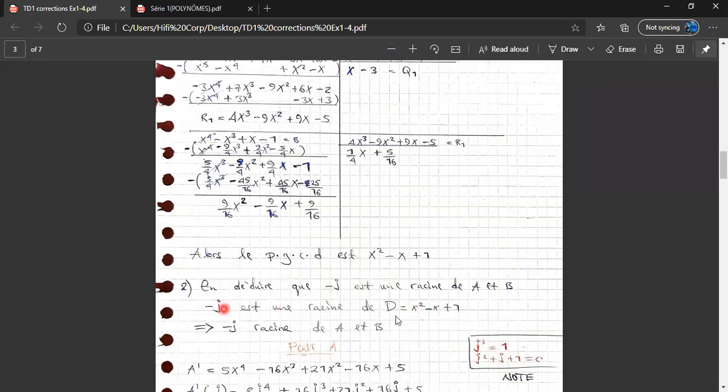Donc j est une racine de D. So see, if j is a racine of this, then negative j is a racine de A et B, because this goes into A et B. Are you getting me? Alors, since this is the PGCD, a PGCD is a polynomial which can go into these two polynomials without leaving any remainder. This is the PGCD here. So if j is a racine of the PGCD, it means j is a racine of A and B. We move from there.